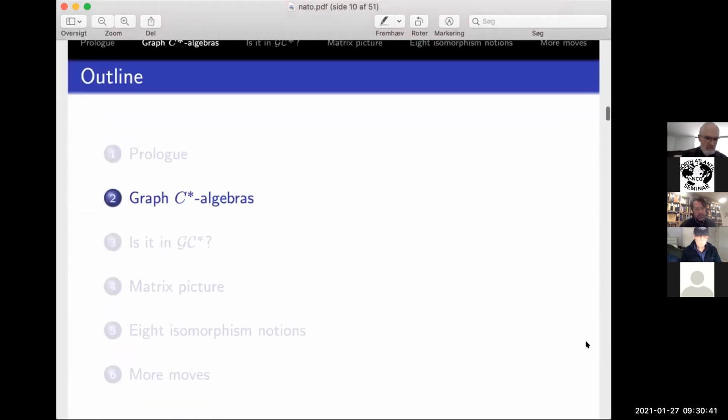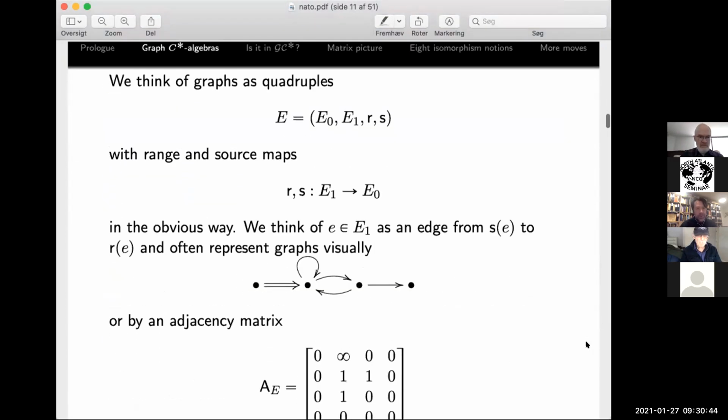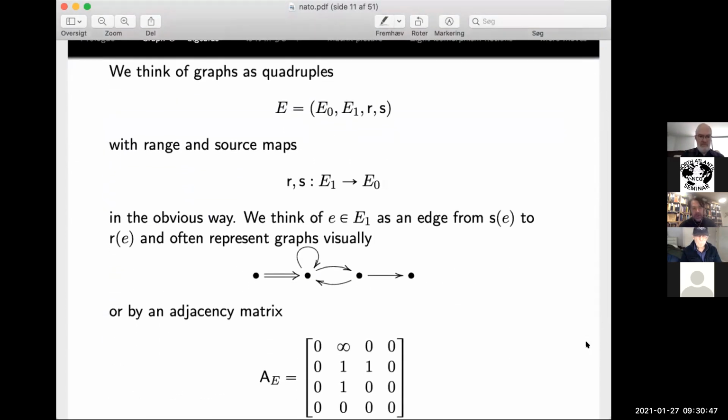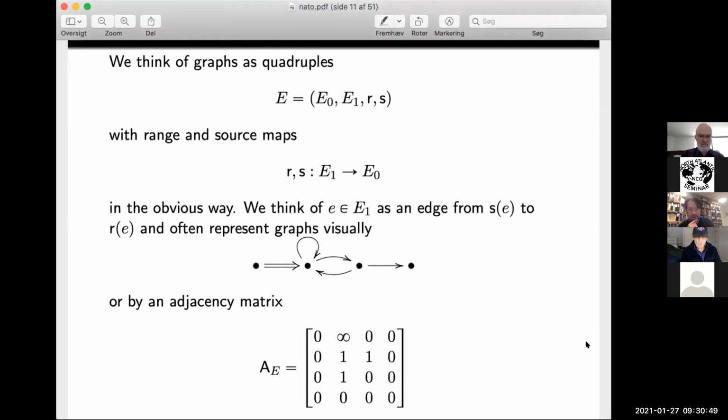Okay, so what is a graph C-star algebra? So first of all, what's a graph? I would like you to think of a graph as a quadruple. So it has two sets, E0 and E1, and then there's two maps, R and S for range and source. And then we think of an element in E1 as an edge that goes from S of E to R of E. You can also draw graphs like I did here, or you can think of them as adjacency matrices. It's going to be very important in this talk that if you have a graph with finitely many vertices, then you can describe everything in a finite matrix.